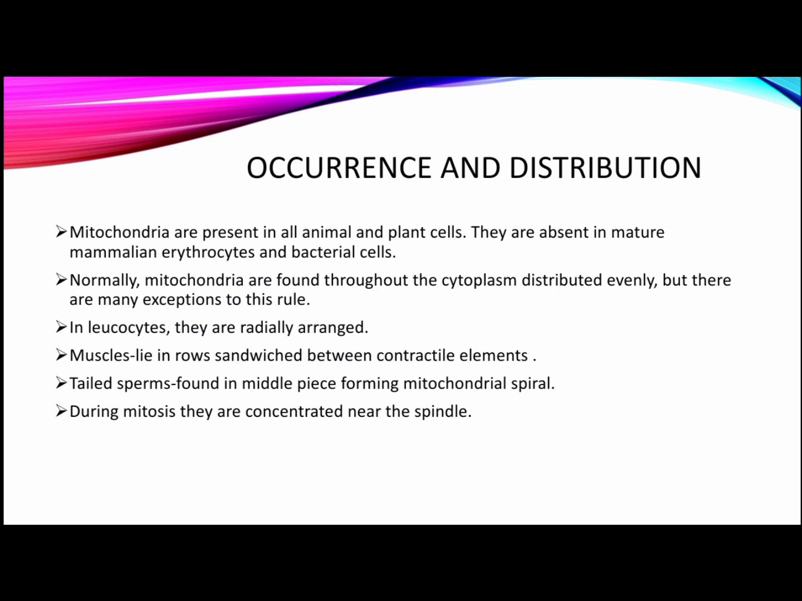Occurrence and distribution. Mitochondria are present in all animal and plant cells. They are absent in mature mammalian erythrocytes and bacterial cells. Mitochondria are found throughout the cytoplasm, distributed evenly, but there are many exceptions to this rule. In leukocytes, they are radially arranged. In muscles, they lie in rows sandwiched between contractile elements. In tailed sperms, they are found in the middle piece, forming a mitochondrial spiral. During mitosis, they are concentrated near the spindle.